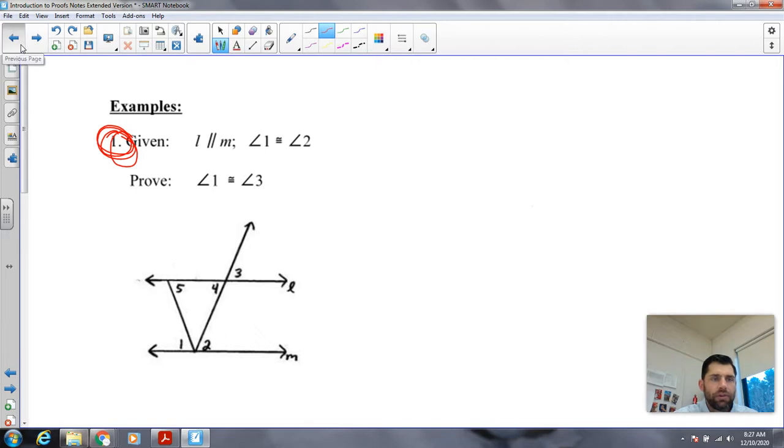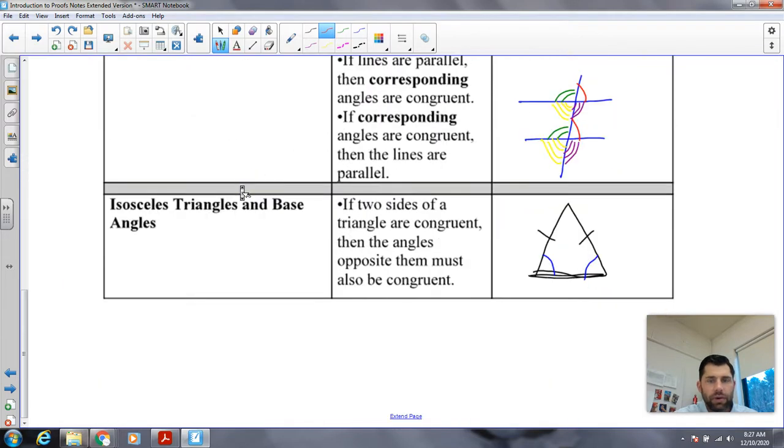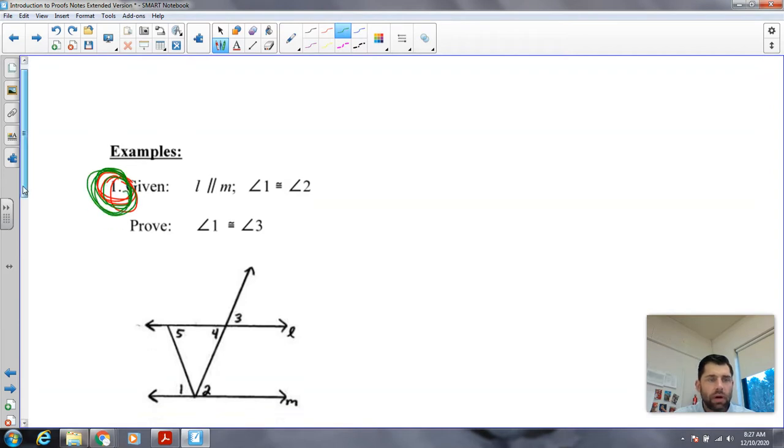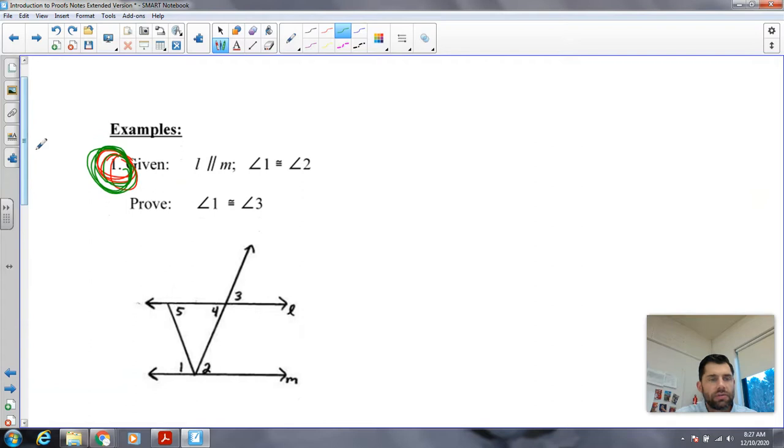Okay, so here's what I want you to do for homework tonight. First of all, obviously do all the notes. I would like you to take a picture of your notes and upload them to this assignment so I know you wrote everything down. And the last thing I want you to do is brainstorm this question number one. Think about what you know, think about the strategies that you can use, and try to prove that these two angles are congruent given this information.